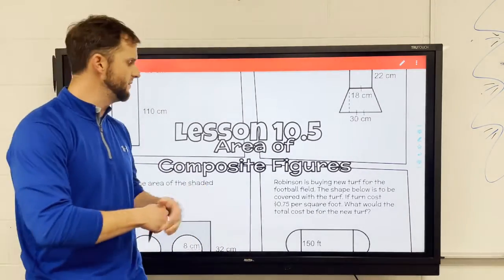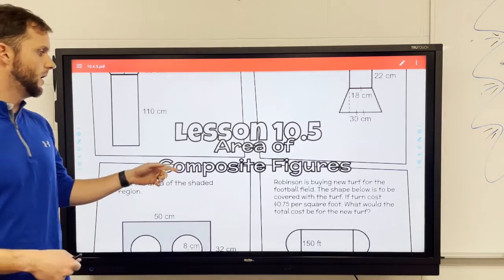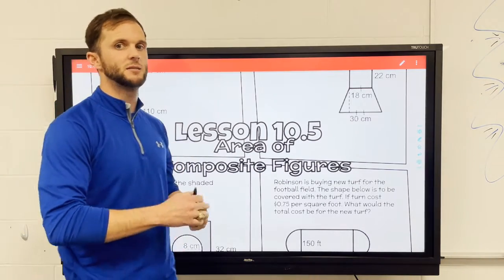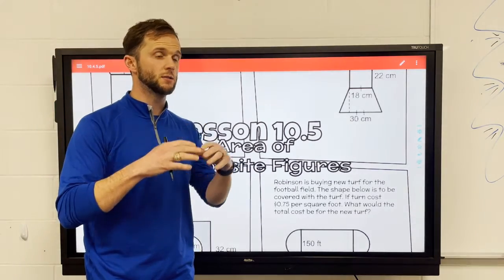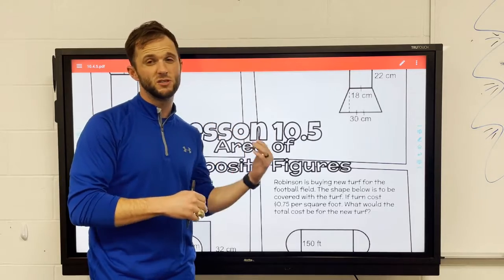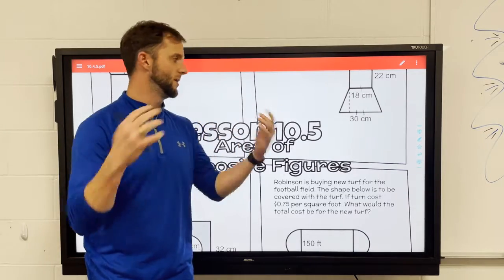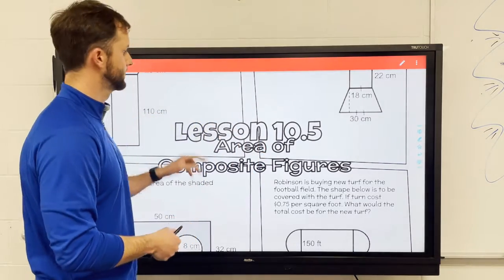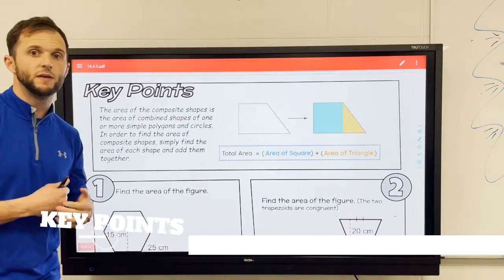Lesson 10.5, which is going to be the area of composite figures. So we're basically taking the areas of the shapes that we've just previously done in the last lessons, and we're putting them all together, okay? So the first thing we're going to look at are the key points.